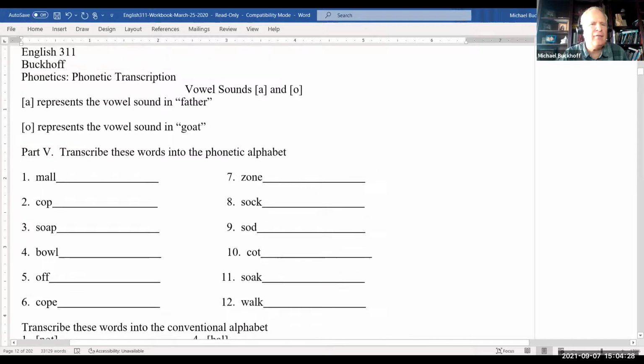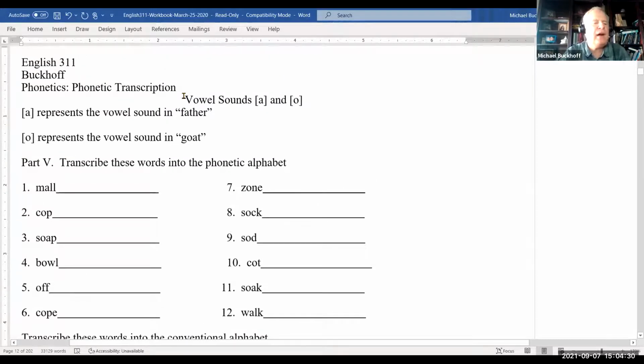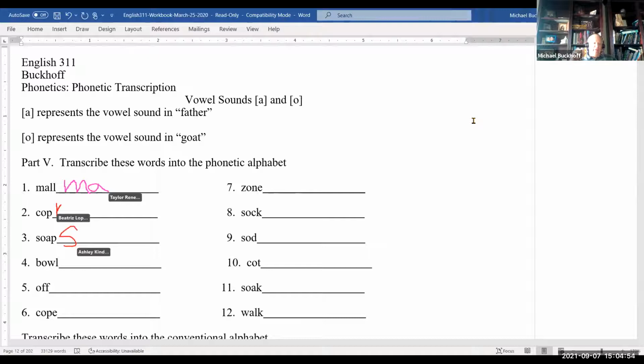Okay, so now we're focusing on the ah and the o. Ah, o. Father, goat. Okay, let's do part 5 here. See how you guys can do with this. I think if you can do what we just did, the U sound, wow, that one's very tough. Doesn't get much harder than that.